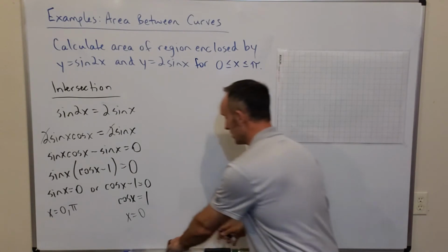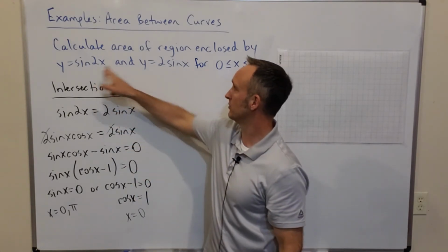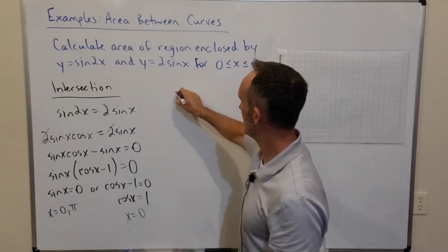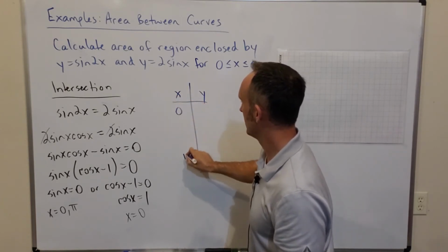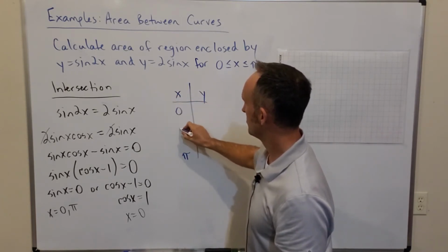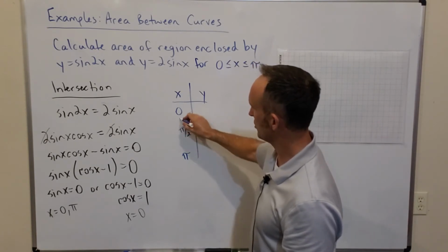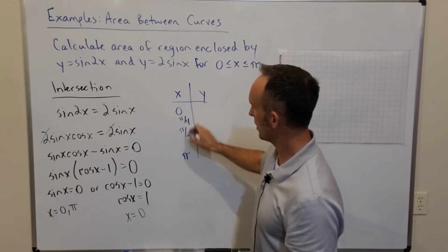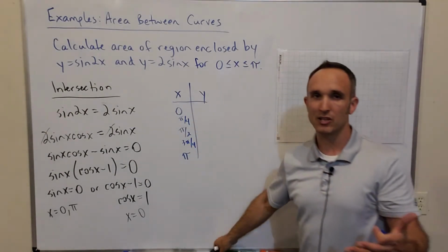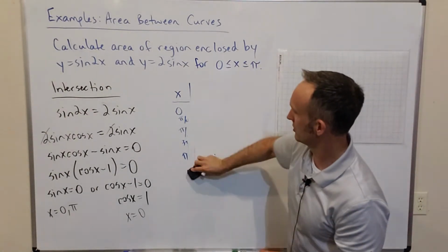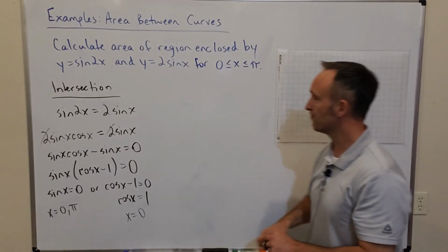Now, we could certainly set up xy tables for both of these. And if you did, it would look something like this. You'd want to go from 0 to pi. And so you might look at pi over 2 halfway in between. Then you might look at the pi over 4s, 1 pi over 4 and 3 pi over 4. And you could calculate the y values. However, these are very simple sine functions. So I'm not going to take that approach.